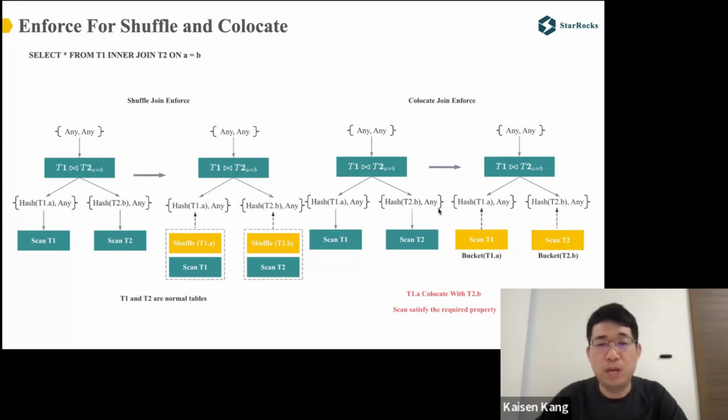On the right, we have an example of a collocate join enforcer. The join operator still requires the distribution property hash A column and hash B column. However, in this case, T1 and T2 are collocated tables distributed according to the hash A column and hash B column. Consequently, the required distribution properties are already satisfied, eliminating the need for shuffle exchange operators and enabling direct local join execution.